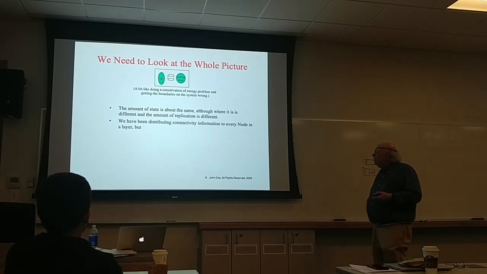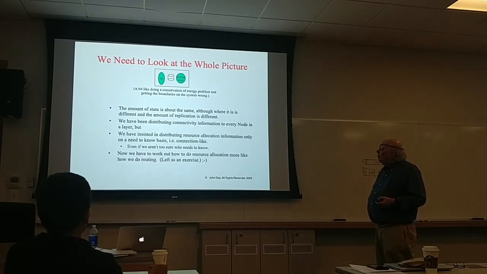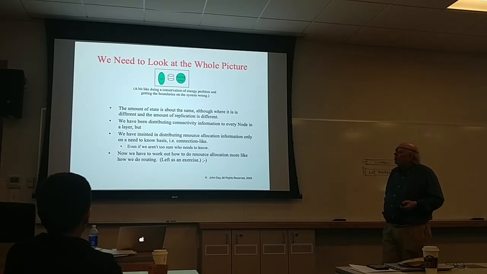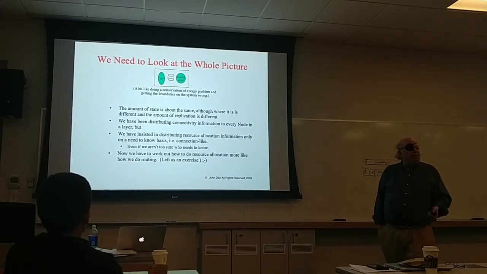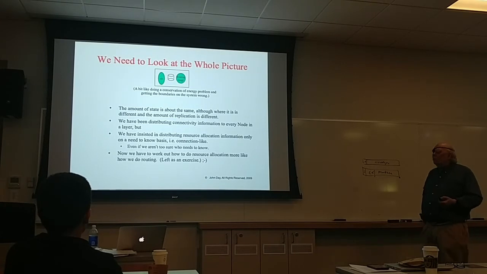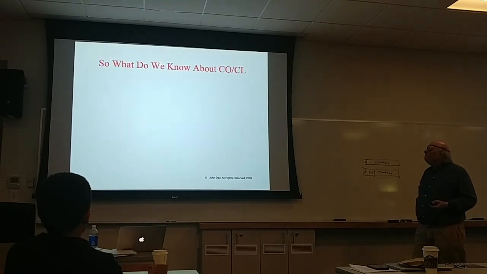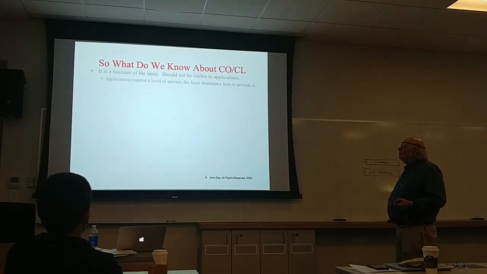We have been distributing connectivity information to every node in a layer, but we've insisted in distributing resource allocation information only on a need-to-know basis, in other words, connection-oriented. So we do routing in a distributed manner, but we always revert to a connection mode when we want to do resource allocation. So what do we know about this?